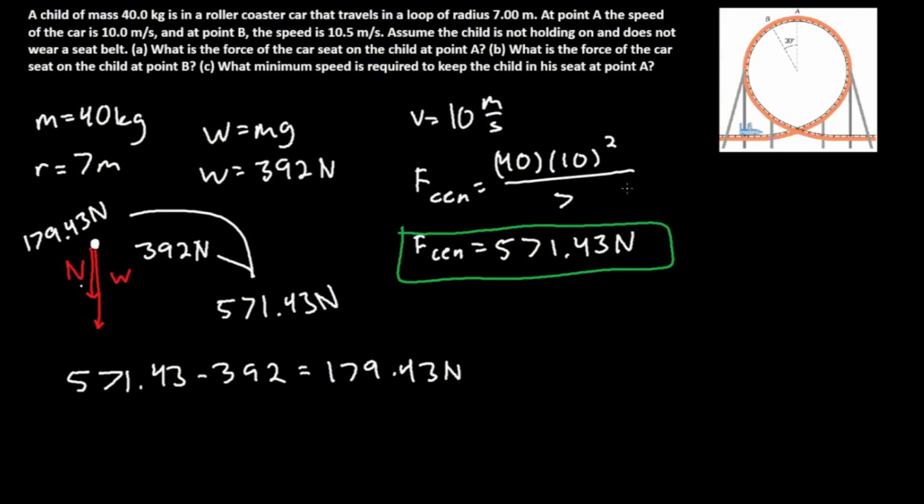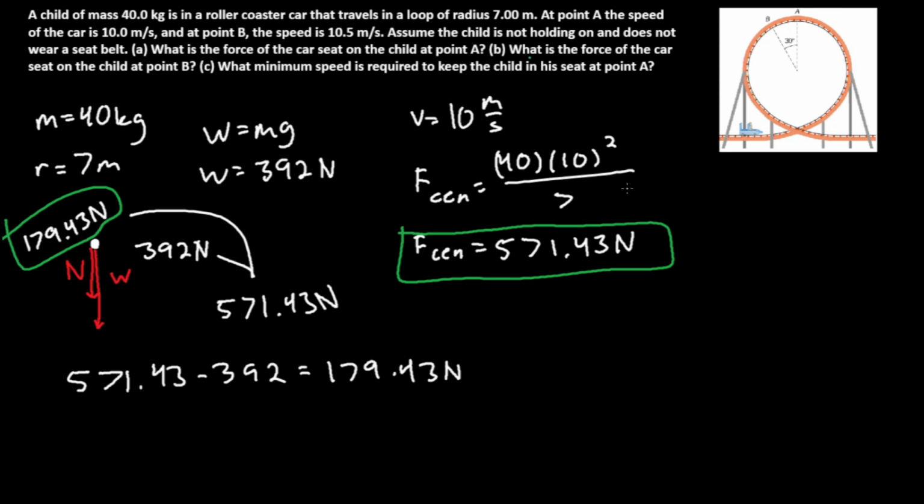And the thing about this is that your entire weight force actually points in the radial direction. It points to the center of the curve, and the normal force always points in the radial direction in these types of problems. So your normal force is equal to 179.43, which solves part A, the force of the car seat on the child at point A.